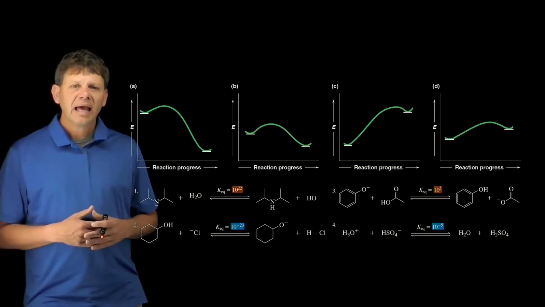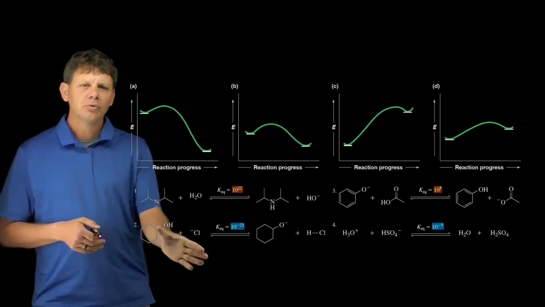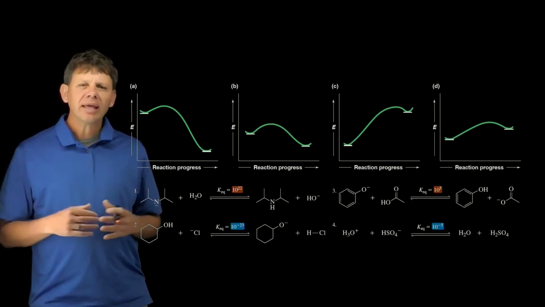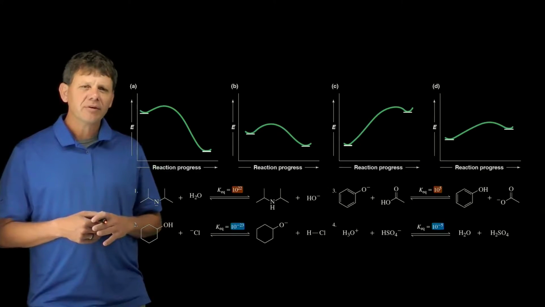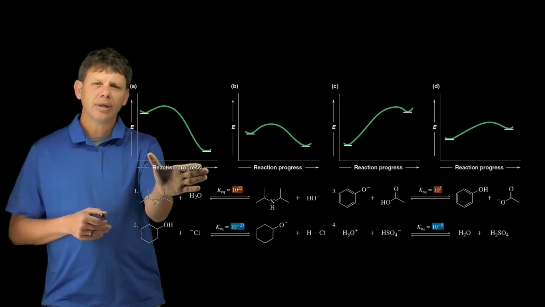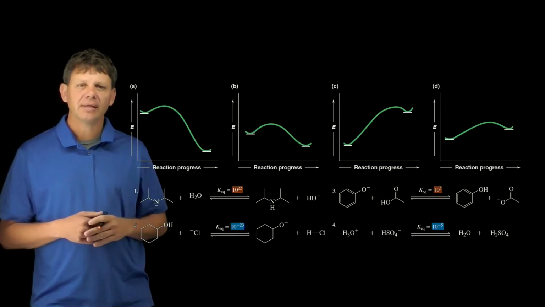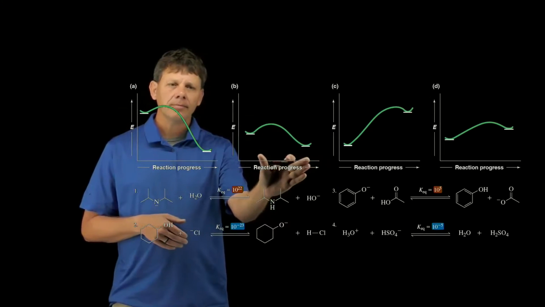This assessment asks us to match the 4 reaction coordinate diagrams to one of 4 acid-base reactions. If we look at the characteristic of the reaction coordinate diagrams, the first thing we notice is that the one here is extremely downhill, right? Big, negative delta G or delta H.